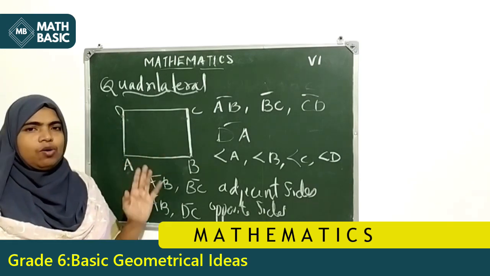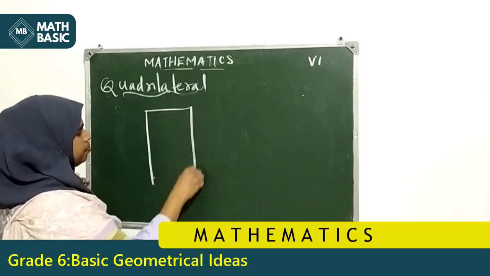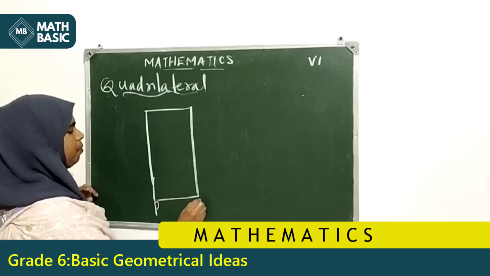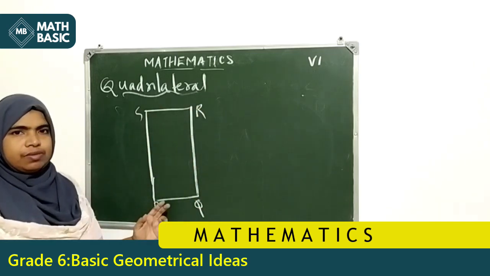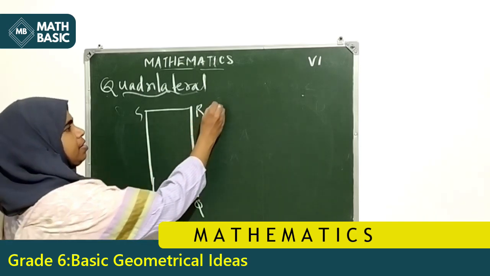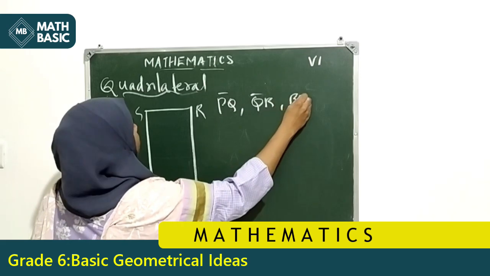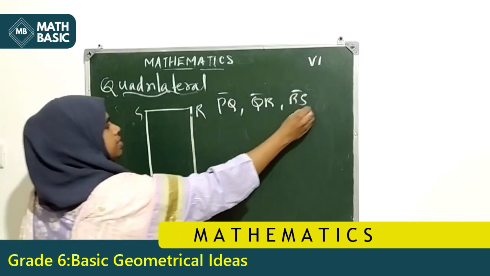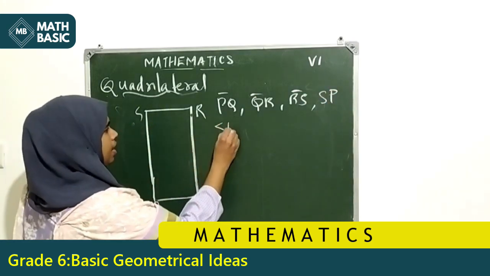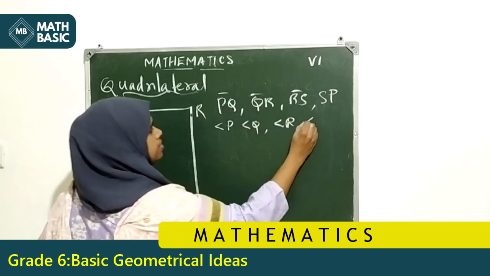Okay, adjacent and opposite. Once more I say, this is a quadrilateral, that is PQRS. In this quadrilateral the sides are line segment PQ, QR, RS and SP. These are the sides. Angles are angle P, angle Q, angle R and angle S.